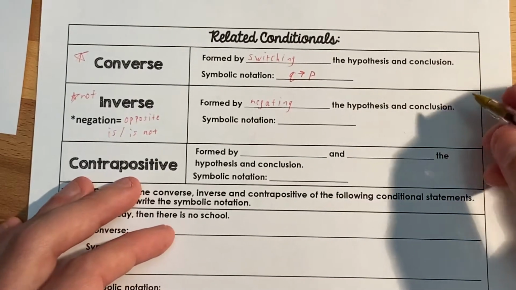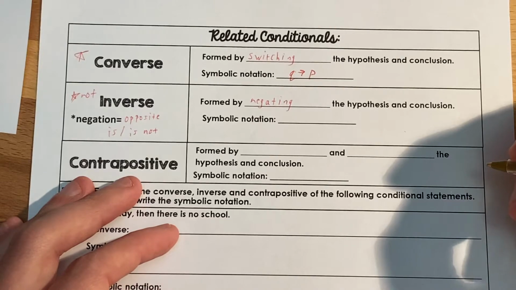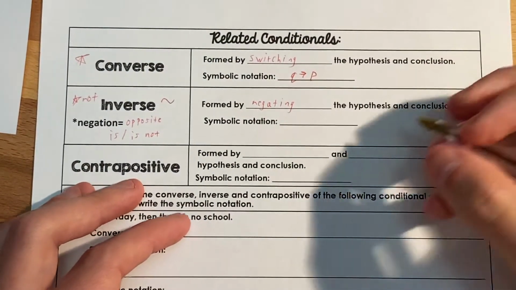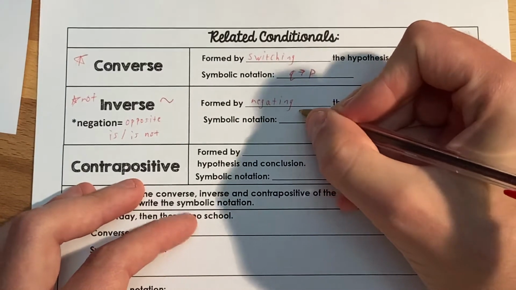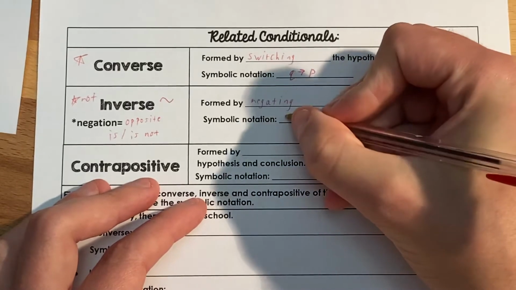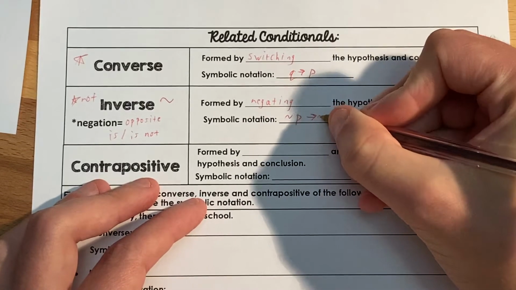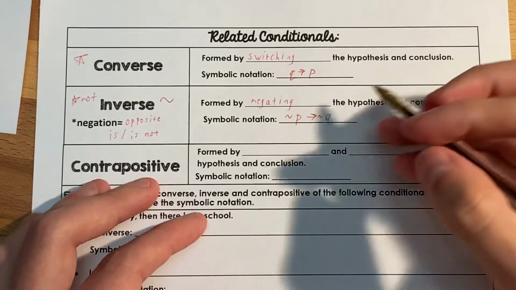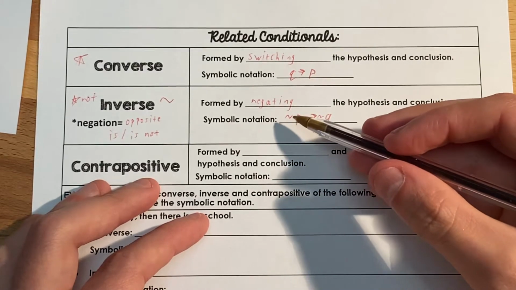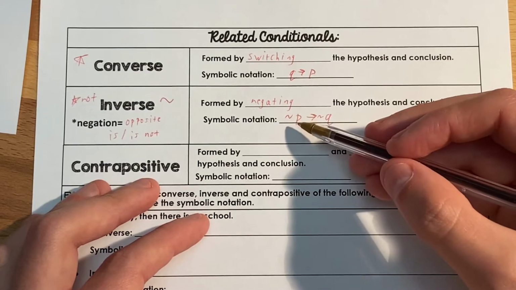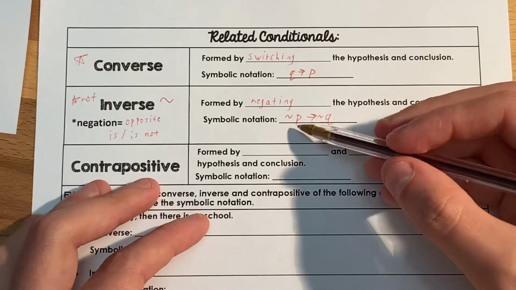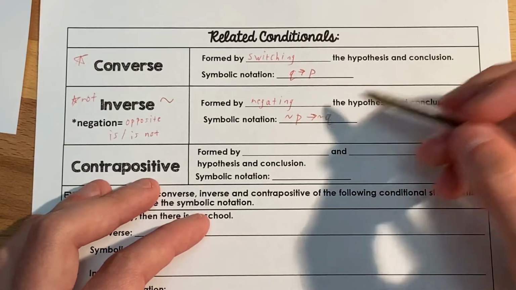So symbolic notation, the symbol for that is a tilde. That is called a tilde. So symbolic notation would be instead of P, Q, it would be not P and not Q. And you would just pronounce that not. You don't have to say inverse, you just say not. Not P implies not Q, or not P then not Q. If not P, then not Q.